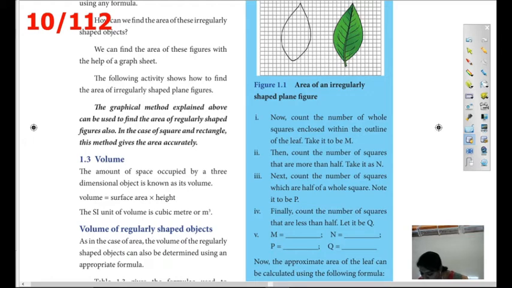Finally, count the number of squares that are less than half, let it be Q. And finally, the small ones are noted as Q. So, M, N, P, Q.